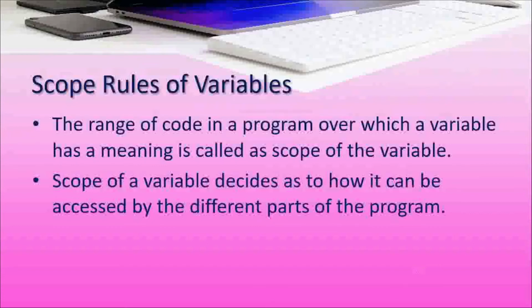So before going into storage classes, let us see what the scope rules of variables are, or what we mean by the scope of a particular variable. The scope of a particular variable is the range of code in a program over which a variable has a meaning. That is called the scope of the variable.